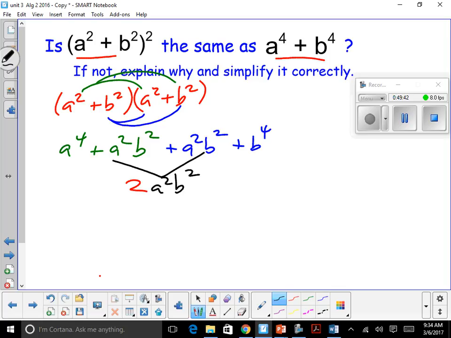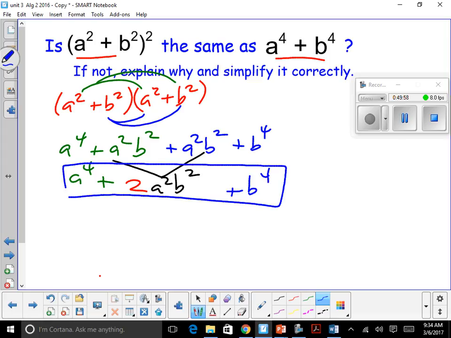So no, they're not the same. Based on my work is how you write things. The first polynomial has 3 terms. It has 3: 1 term, 2 terms, 3 terms. While the other one only has 2 terms. But you got to show something.